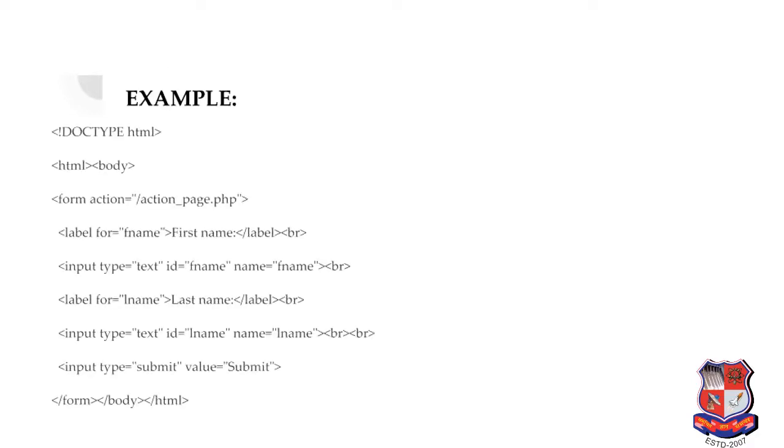Here in this example you can see we use the form tag, a form with two text input fields. First one is input type equal to text, the id is given as fname, and in the second the id is given as lname. We use here name and also value. Input type equal to submit is used for submitting the values.